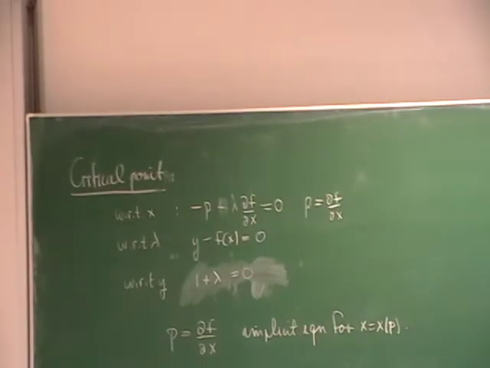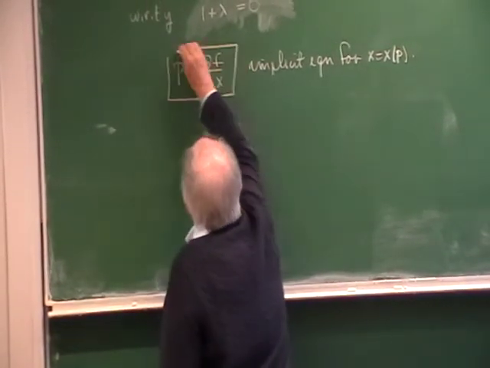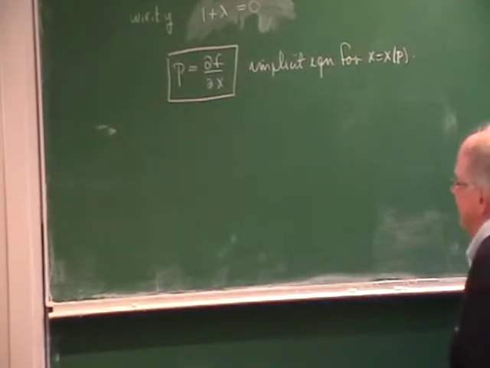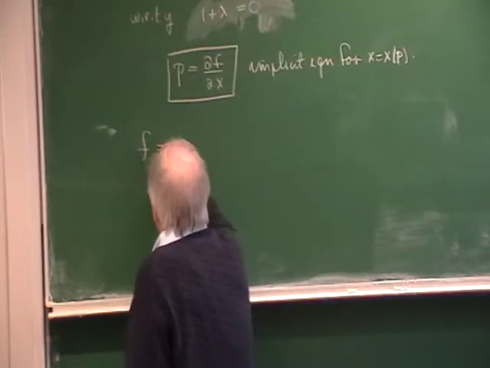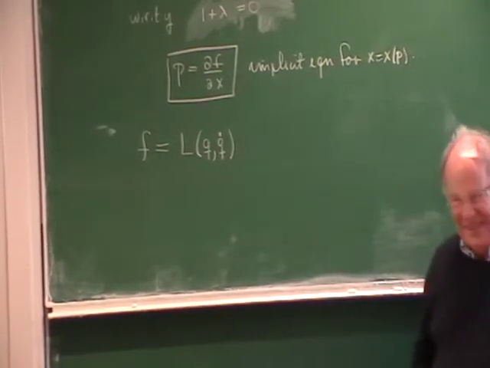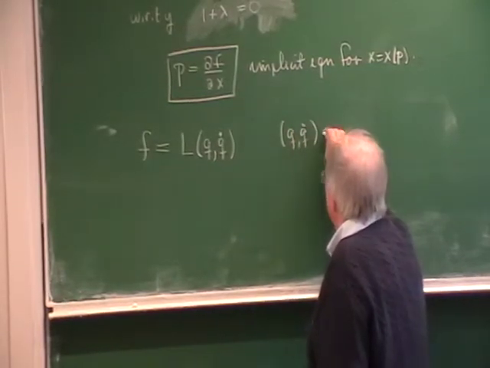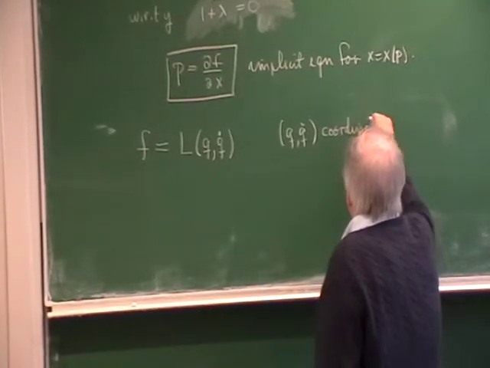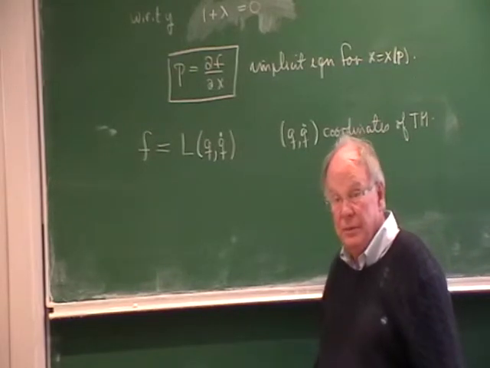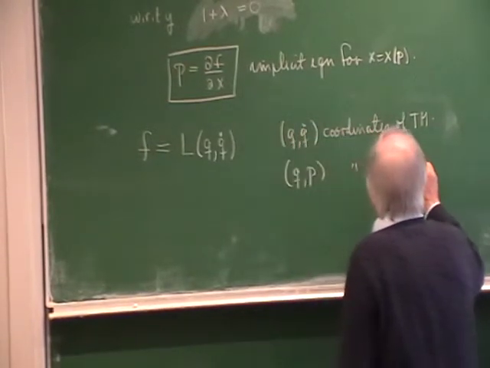So let's get back to our setting. This is it. There's nothing more to do. It's really simple, but highly non-trivial because of the implicit nature of this equation. Now we have f as the Lagrangian on q and q point. These q and q point are coordinates of the tangent bundle that we're discussing, and q and p are the coordinates of the cotangent bundle.